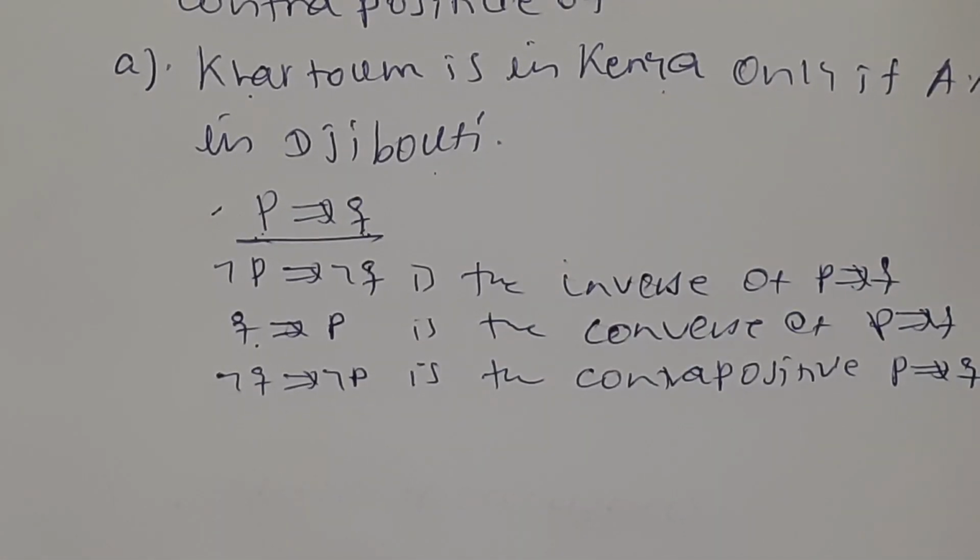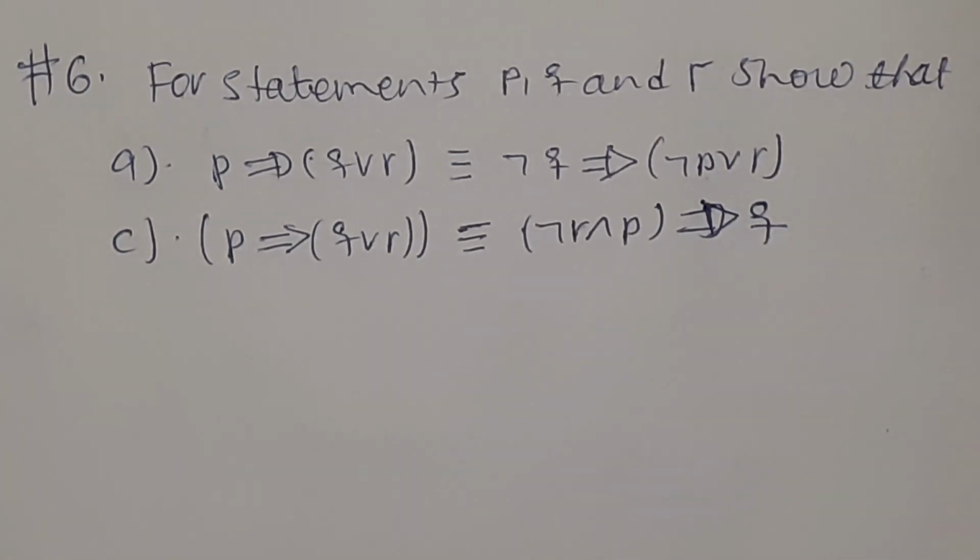Okay, the next selected question will be question number 6, which looks like this one. It says: for the statements P, Q, and R, show that (a) P implies Q or R is equivalent to negation of Q implies negation of P and R, or negation of P or R, and (c) negation of P implies Q or R is equivalent to the same statement with different order, that is negation of R and negation of P.